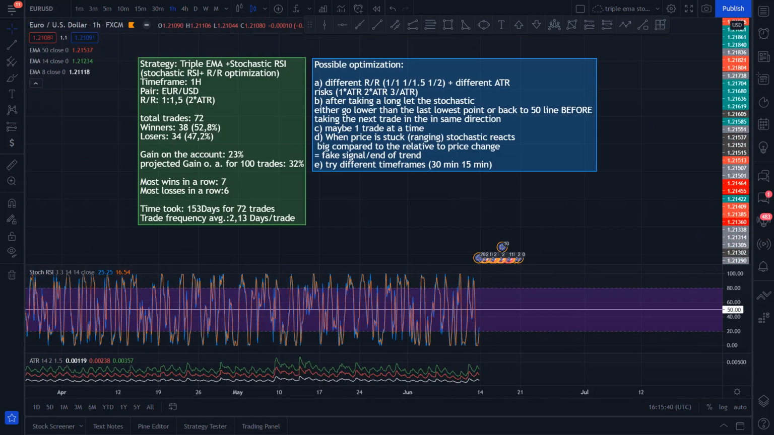And the results are in. After 72 trades, we get a gain on the account of 23%. If we project this onto 100 trades, it would be around 32%. Now these results are pretty good. We can use this for optimizing further later on.